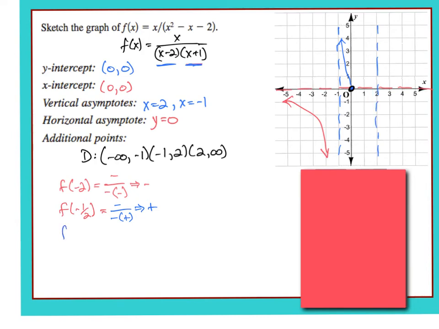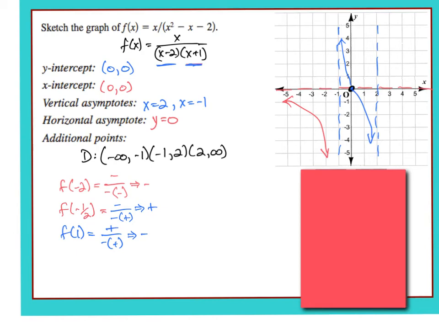All right, so now let's test 1. So what do I get up top? A positive over a negative times a positive. So what do I get there? I get a negative. So which way is it going to go? Is it going to go back up or is it going to go down now? It's going to go down.